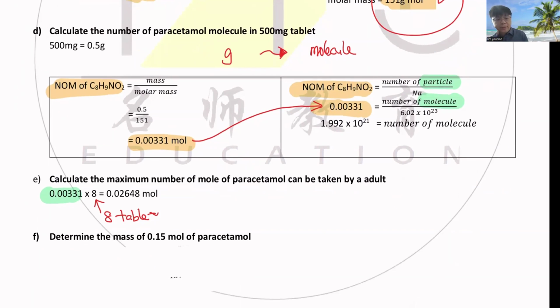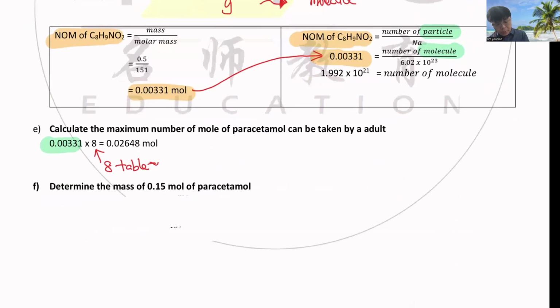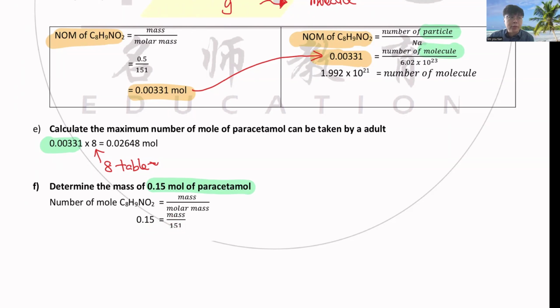Then after that, now they give you mole and they want you to find the mass. So say I got 0.1 mole of paracetamol, determine the mass. So you can put in 0.15 mole, so 0.15, then mass over 151. You continue all this calculation.